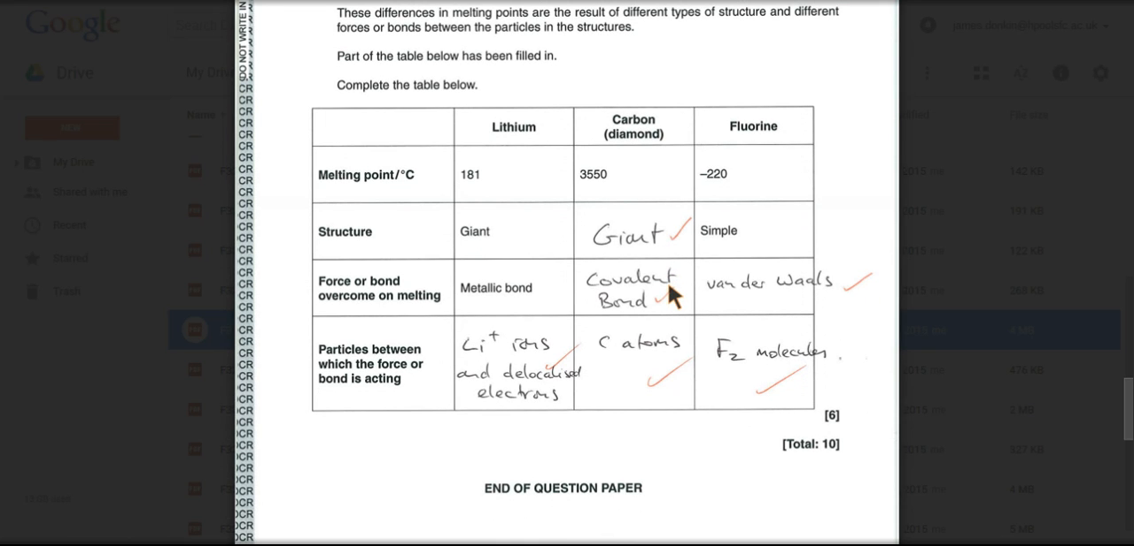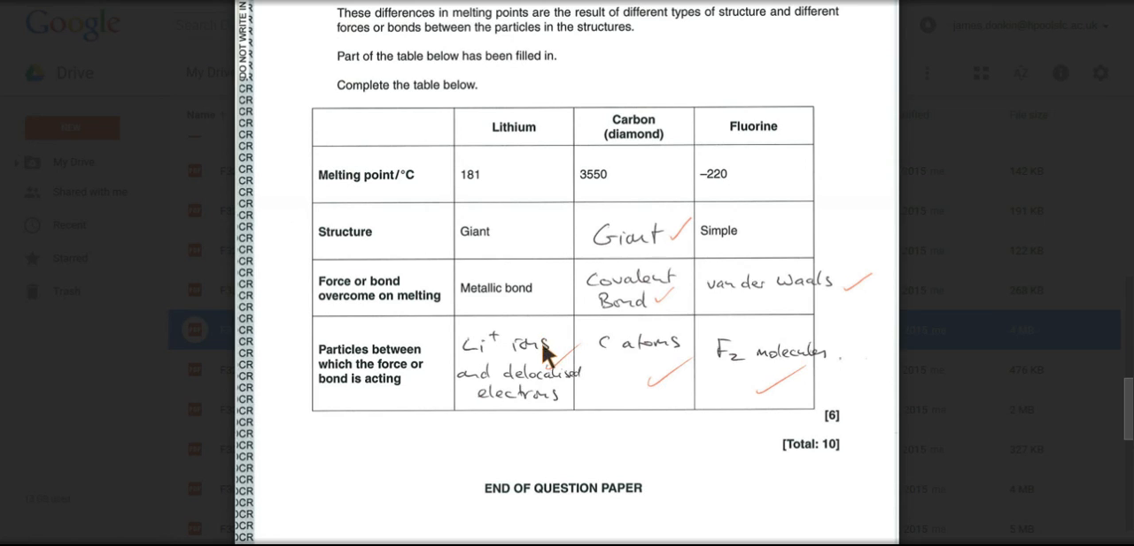What type of force or bond needs to be overcome when you're trying to melt it? So we're told there's a metallic bond in lithium. What do you need to break to melt diamond? Well, you've got to break the covalent bonds between the atoms. And then when we're talking about fluorine, to melt fluorine, you overcome van der Waals forces between the molecules. Remember, we're not breaking the covalent bond between those 2 fluorine atoms. It's the van der Waals force between the molecules. It's really important to say that.